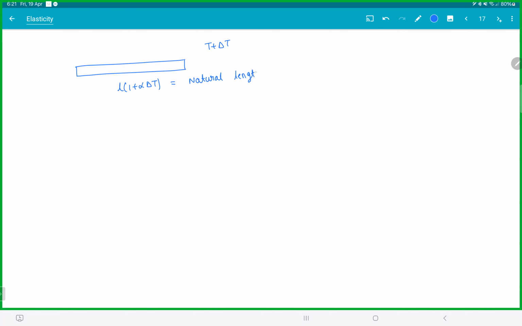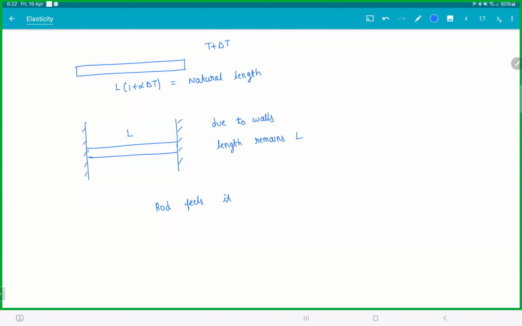The rod thinks I was supposed to be L into 1 plus alpha delta T. So your shirt size has become L. But because of the walls won't let you expand, the length is still L. Due to walls, the length does not change. So the rod will think someone has compressed me by L alpha delta T. Length remains L. Now, are you getting the difference? Therefore, the rod feels I was supposed to be L into 1 plus alpha delta T, but I'm still L. Rod feels it got compressed.